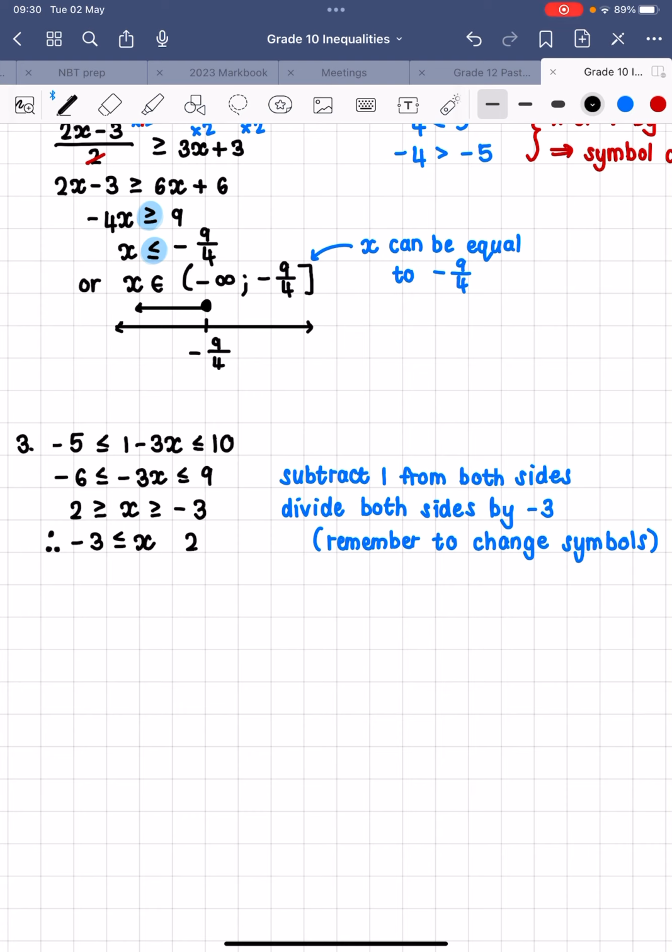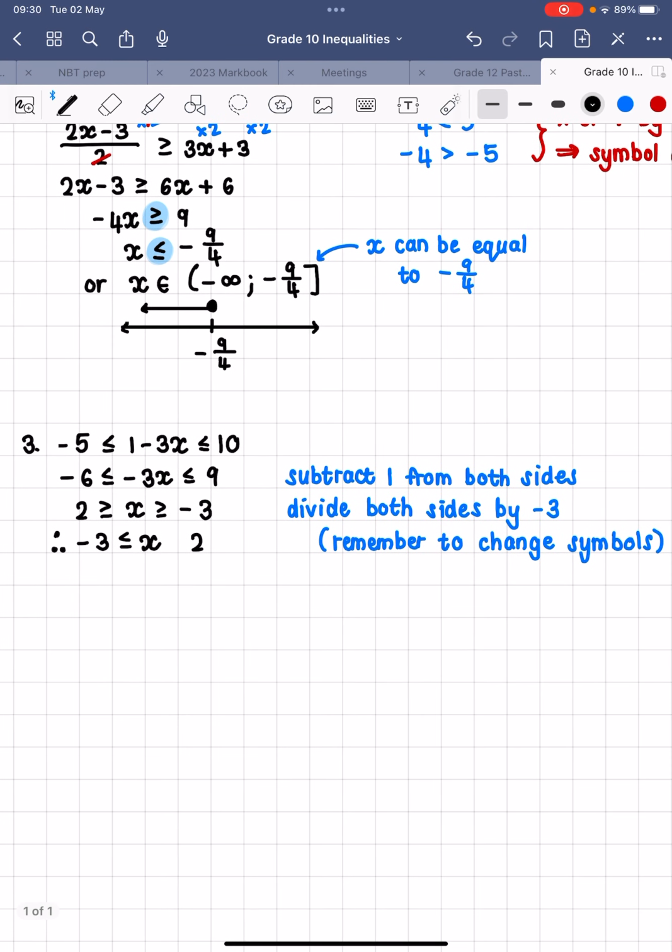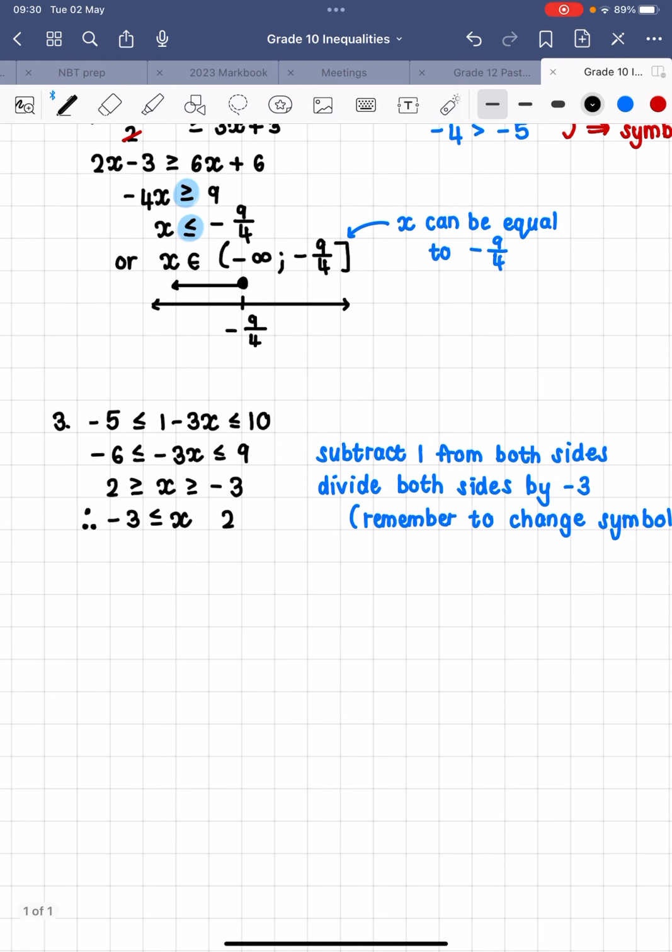Let's quickly look at the 2. It's saying from the x to the 2, x must be smaller than or equal to 2. Alright, you can't just change the numbers and keep the symbols as they were. Okay, just check that again.